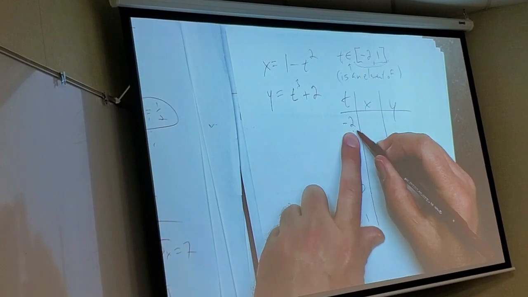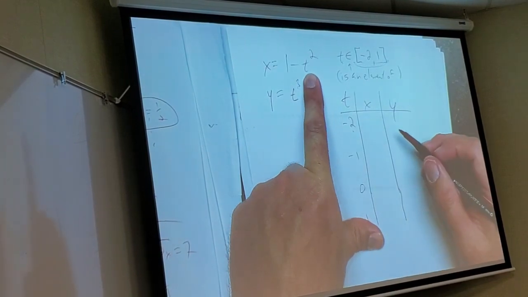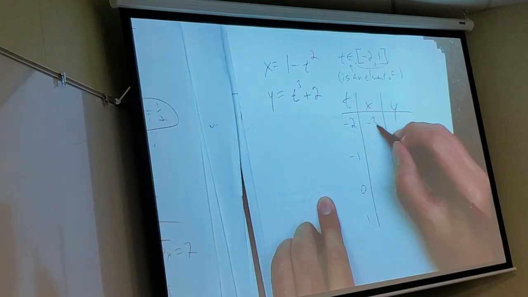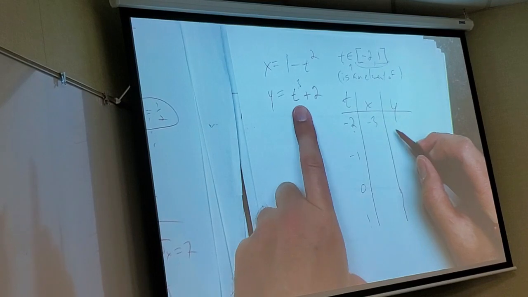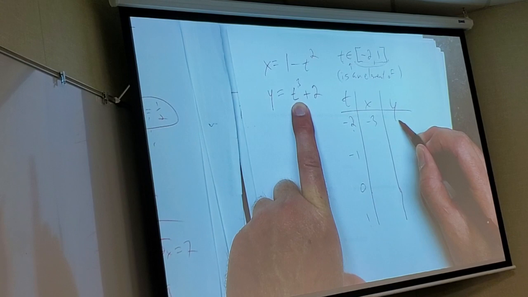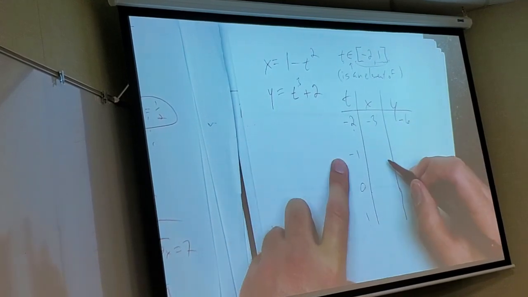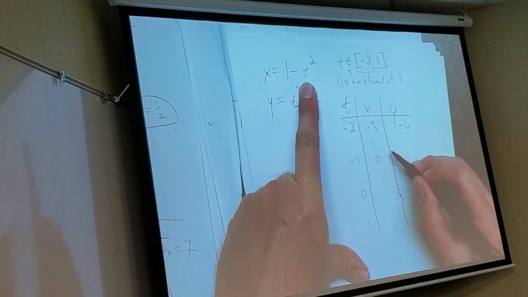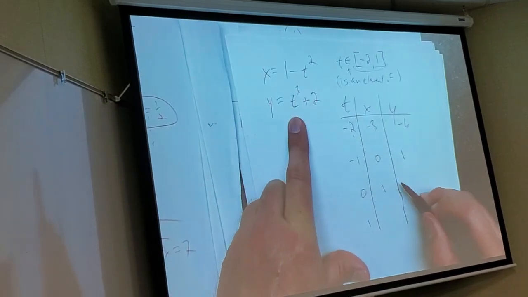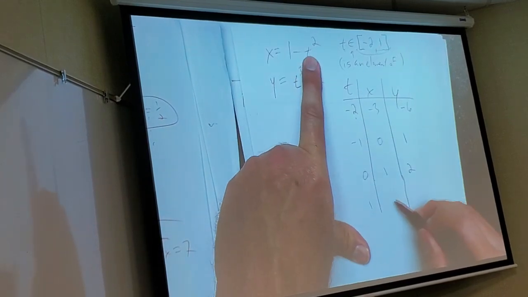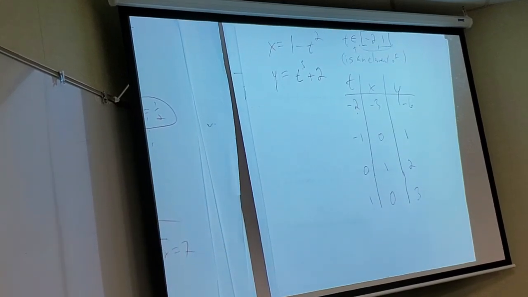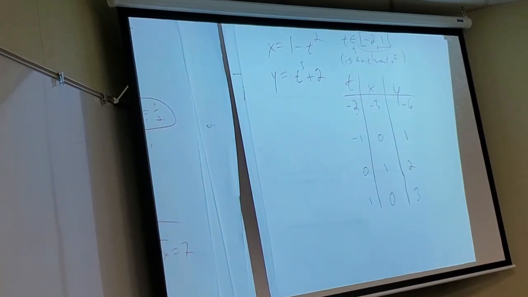So if I make t -2, be careful. It'll be 1 minus 4, -3. And if I make t -2 here, what do I get? -1, that would be 0. Is that cool? -1, that would be 1. 0, that's 1. 0, that's 2. 1, that's 0. And 1, that is 3. Double check me.